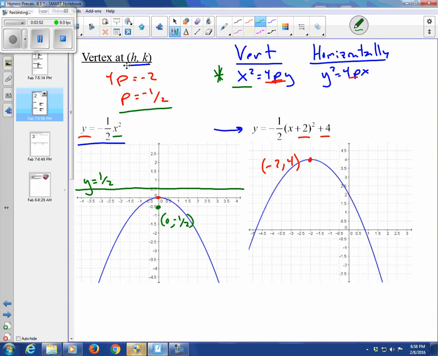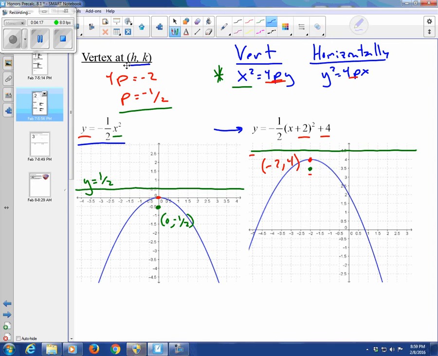So right here, with a p-value of -1/2, we're basically saying that our focus is going to be down 1/2 from our vertex, and our directrix is going to be 1/2 in the opposite direction, moving us up 1/2 to give us that horizontal line. And here we have the focus and the directrix that define the parabola with the vertex (-2, 4).